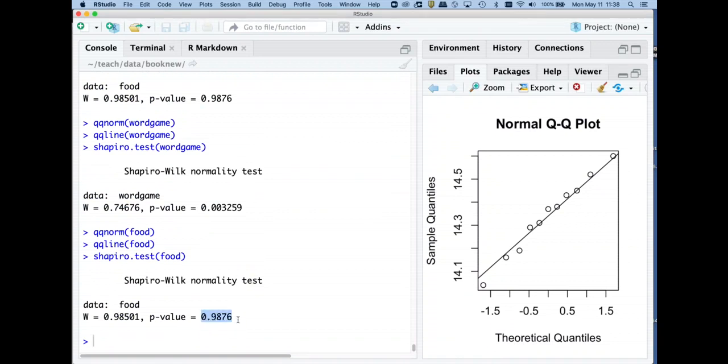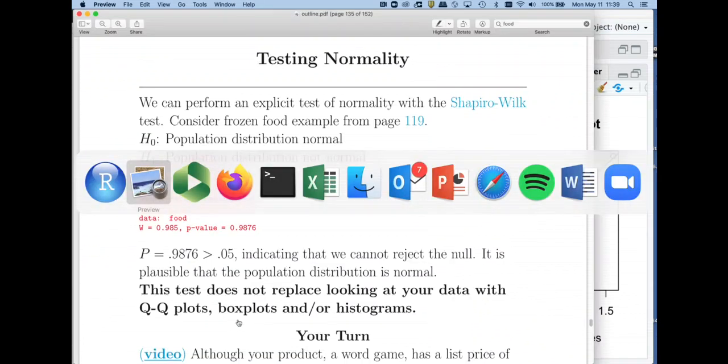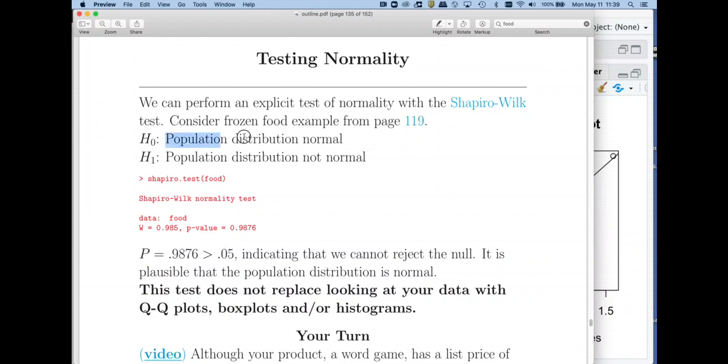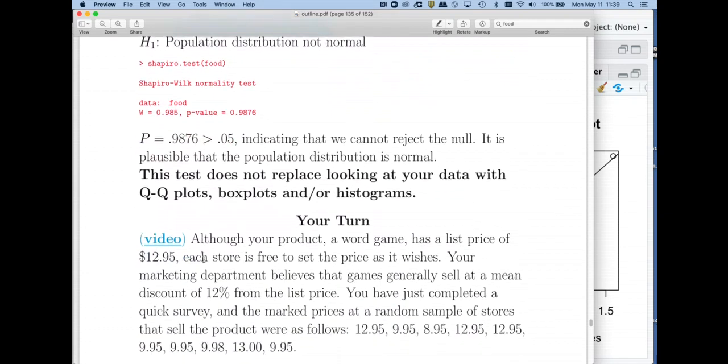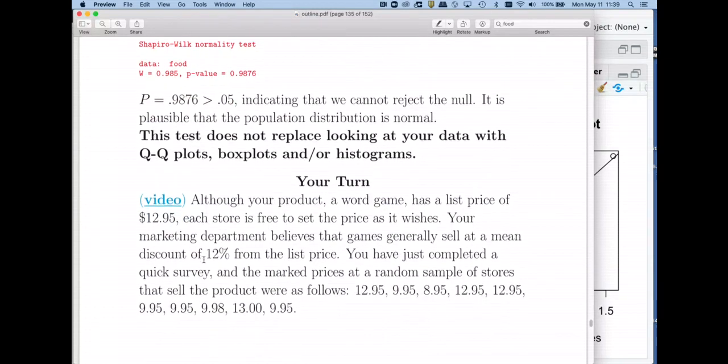The fact that it is so large indicates that we cannot reject the null hypothesis that the data come from a normal population. Because it's so large, I would say it's entirely plausible that this data come from a normal distribution. I'm not saying it did. It could have come from something with slightly heavier tails like a t-distribution, but we cannot rule out the possibility that it's coming from a normal distribution. Well, let's go see a situation where we would reject it.